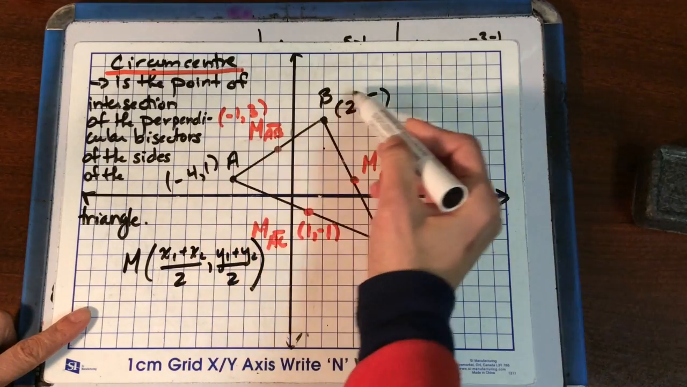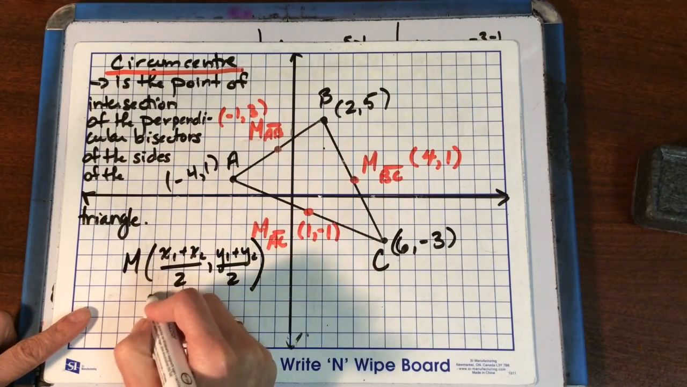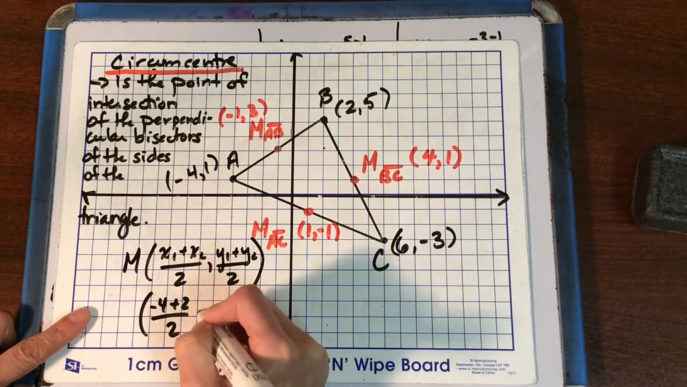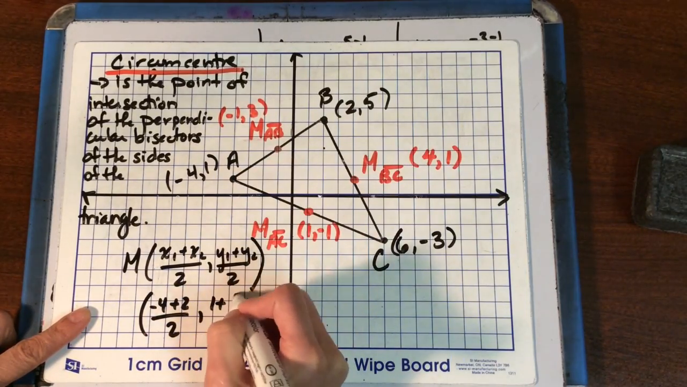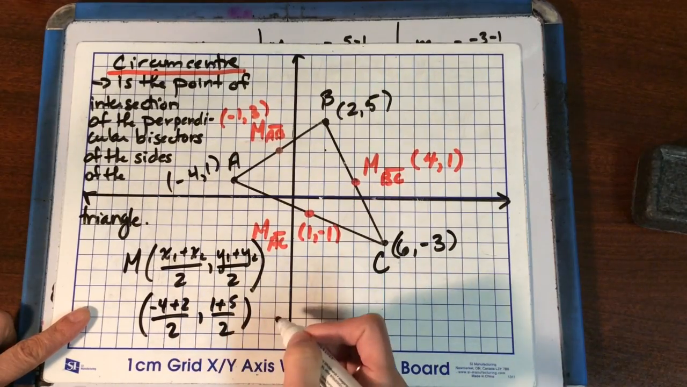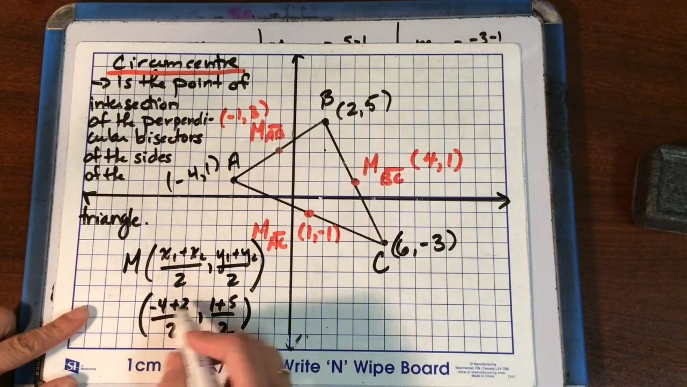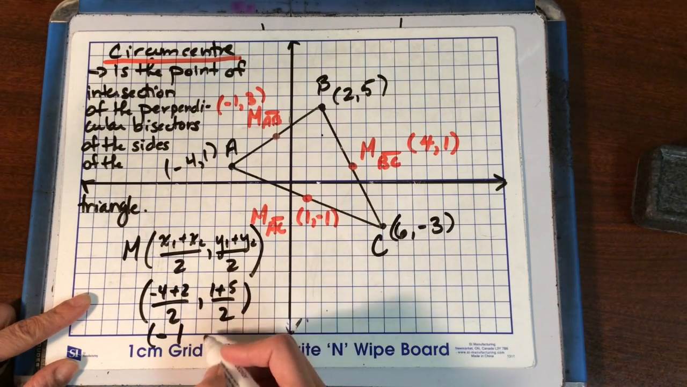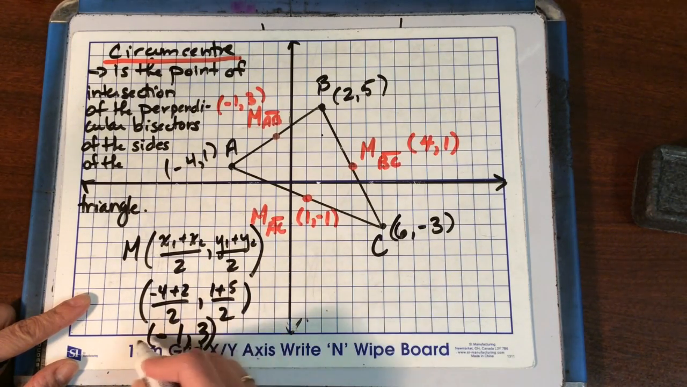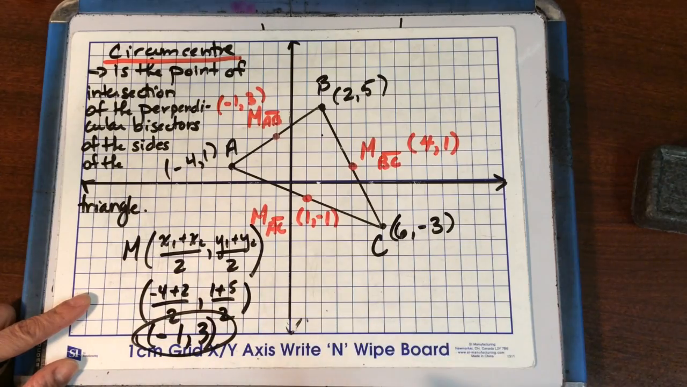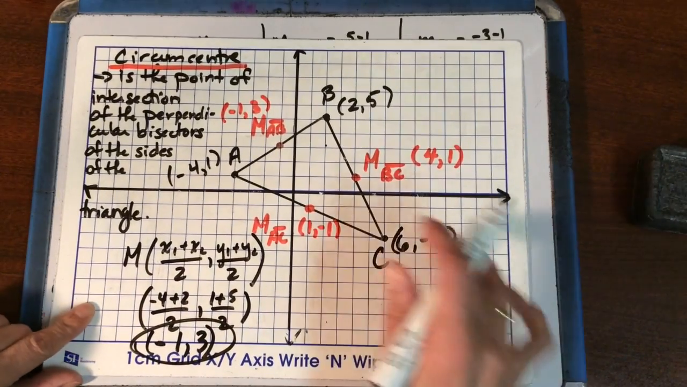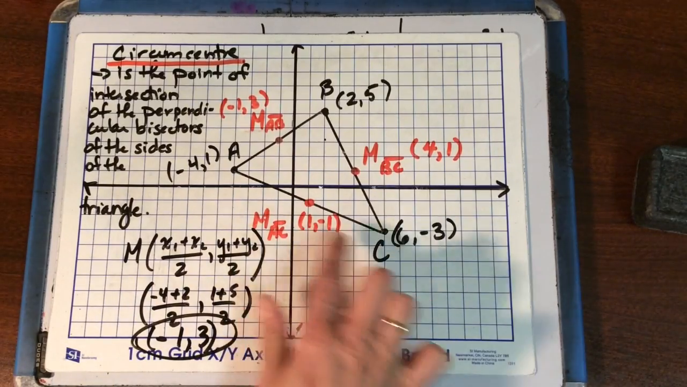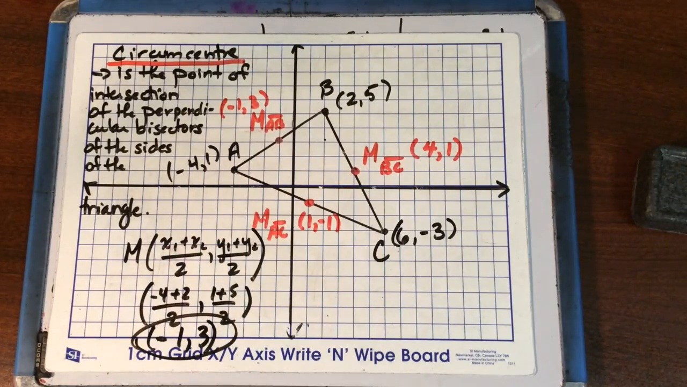And so if I take these points, for example, I can show that negative 4 plus 2 over 2, and this one is 1 plus 5 over 2, will give me what I got here. Negative 4 plus 2 divided by 2 gives me negative 1. And 1 plus 5 is 6, divided by 2 is 3. And there is one of the midpoints. And I do this all around for each one of these. And these are the midpoints that I got by using this equation.